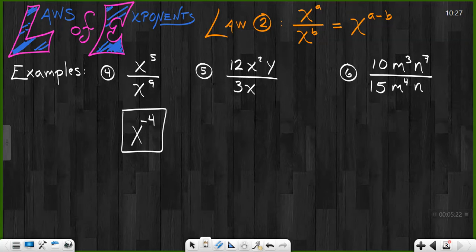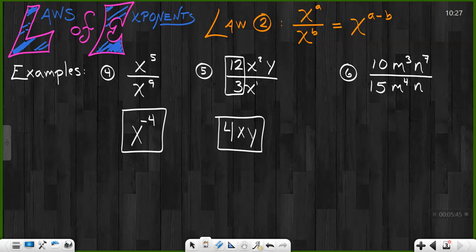All right, now all of a sudden I've got coefficients. Coefficients, 12 and 3. Treat them just like a fraction. 12 over 3 is 4. All right, now deal with your variables. X squared over x to the first, keep the base, subtract the exponents. 2 minus 1 is 1. My y, I have a y on top and nothing on the bottom, so I'm just going to keep it as y as is. All right, let's try our last one.